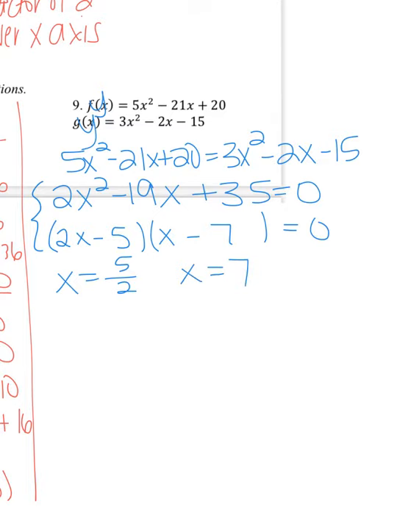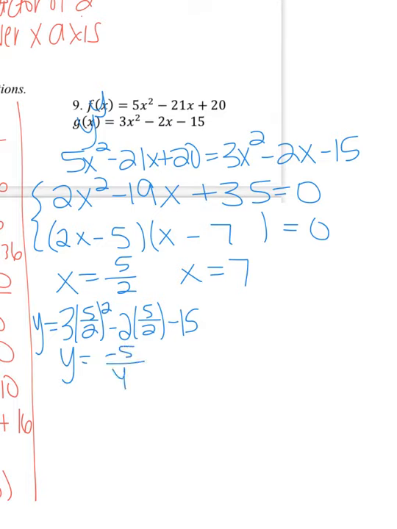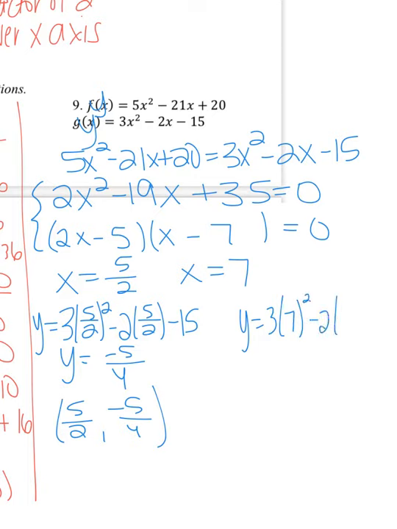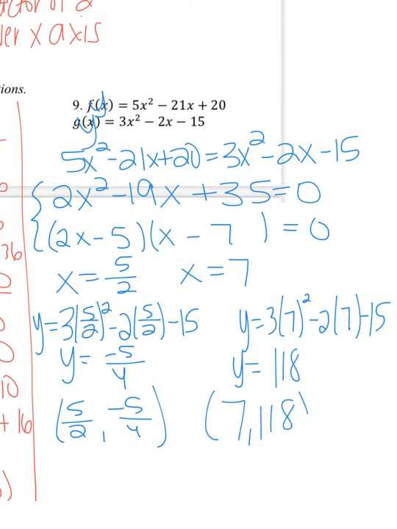I plug in to find the y values. So y equals, you could plug them into either one. 3 times 5 over 2 squared minus 2 times 5 over 2 minus 15 gives me negative 5 over 4. So this point is 5 over 2 comma negative 5 over 4. For 7, you do the same thing. Y equals 3 times 7 squared minus 2 times 7 minus 15. That gives you the point 118. So we have 7 comma 118 as well. Okay, 2 answers for number 9.